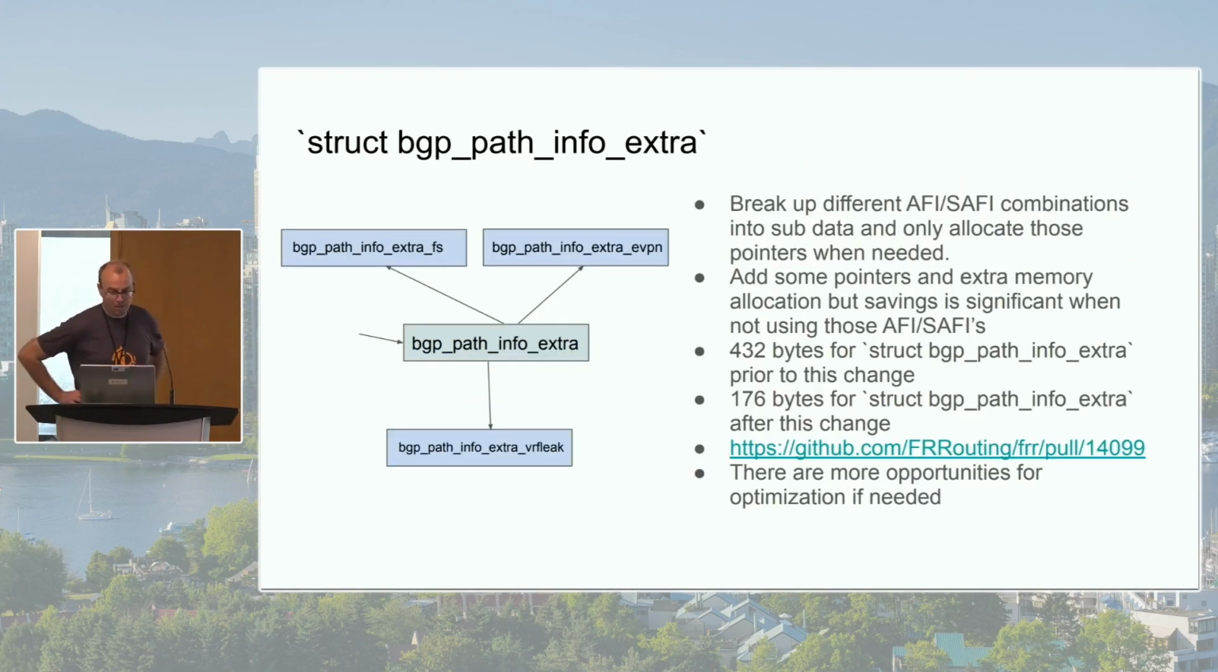We just basically broke up the BGP path info extra to add in a few pointers, removing the specialized data structures and putting them in their own. And that allowed us to go from a struct BGP path info extra of 432 bytes down to 176 bytes. That actually made quite a bit of difference for people who are doing things like VPNs or EVPN. This was especially important for the VPN case because you can have millions of prefixes, and that's a large amount of extra data you never use that you're allocating.